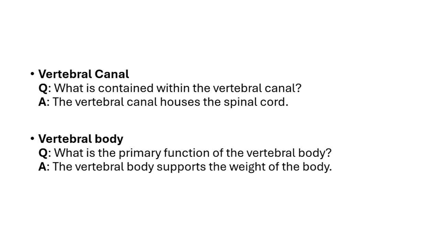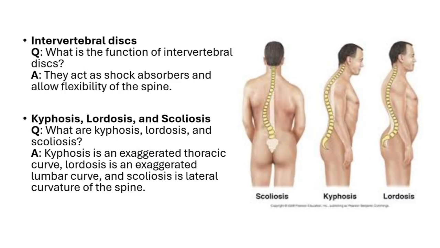Then what is contained within the vertebral canal? It houses the spinal cord, as we all know. What is the primary function of the vertebral body? It supports the weight of the body. What is the function of the intervertebral disc? It is a shock absorber and allows flexibility of the spine.